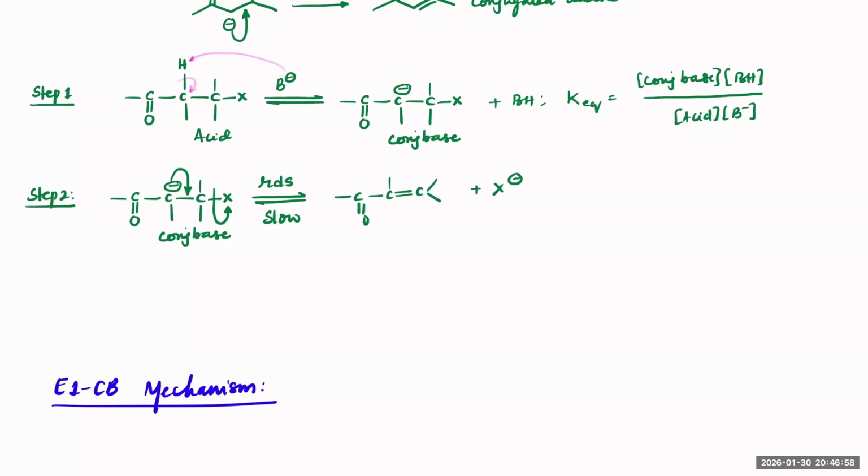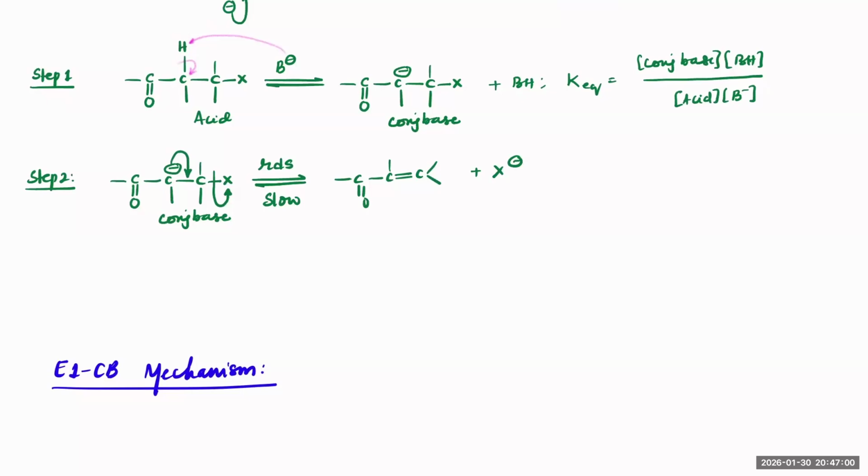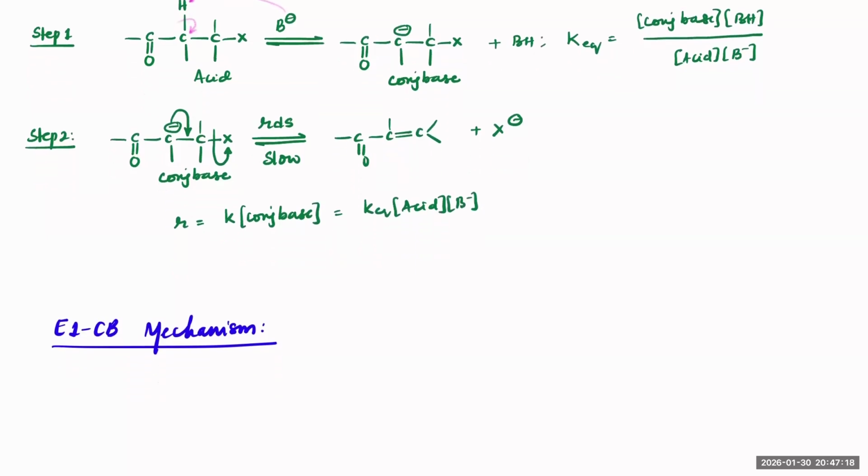Notice this is a two-step reaction, and the rate of reaction will be equal to some constant times the conjugate base concentration. The conjugate base concentration can be written in terms of K equilibrium times the acid concentration times the B minus concentration, divided by the BH concentration here.